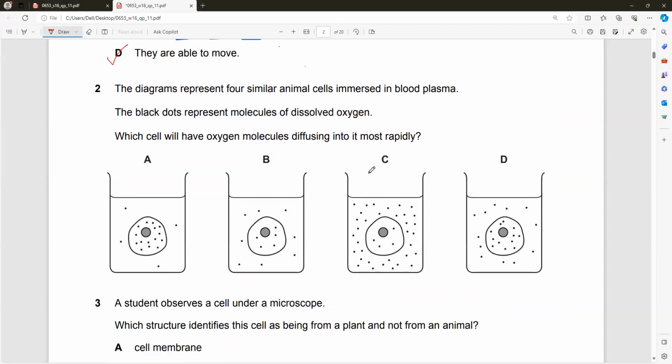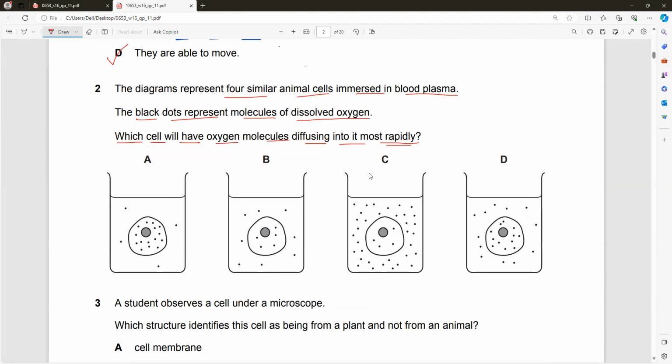So next, the diagram represents four similar animal cells immersed in blood plasma. The black dots represent molecules of dissolved oxygen. Which cell will have oxygen molecules diffusing into it most rapidly? In which cell is the oxygen diffusing into it most rapidly? That's what they are asking. Anybody?